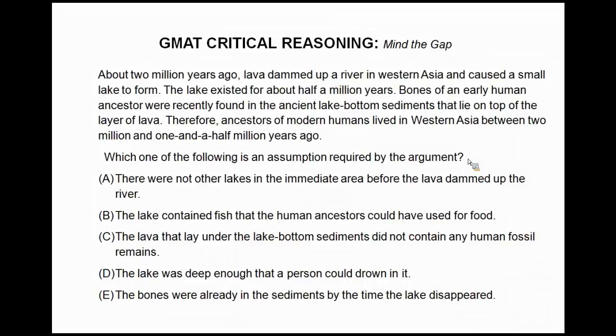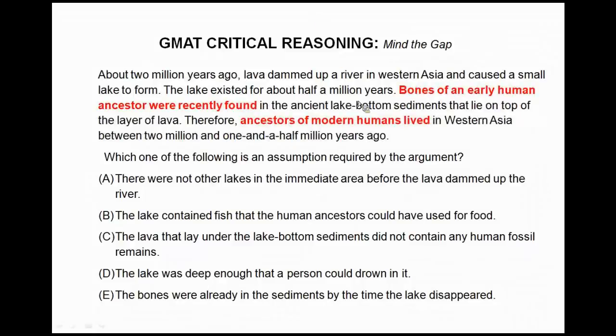So how did you do here? Now, if you notice, the conclusion was prefaced by the word therefore, which should make it pretty clear that this is the conclusion. We're going to come back to why the specifics of the conclusion are so important when we break down the trap answers on this one. Now, if we look at what's the gap in logic, well, they found bones of early ancestors. So we found bones. Therefore, we're concluding that ancestors of modern humans lived in this time period, in this place.